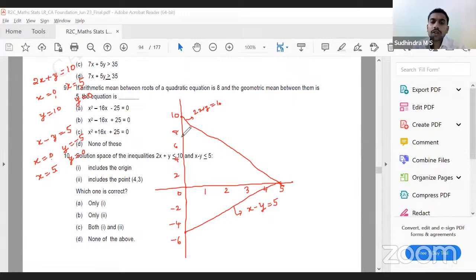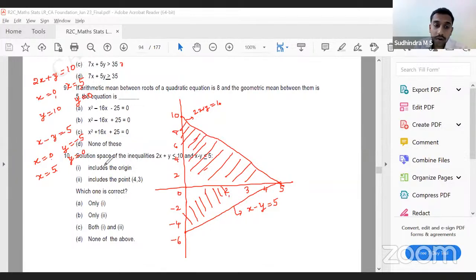Now tell me, for the first equation, where does the solution space lie? Towards the origin. For the second inequality, it is also towards the origin. See what the inequality is: x minus y, consider (0, 0). 0 is less than or equal to 5, so it satisfies the inequality. So no doubt, the solution space includes the origin, 100% true. In both cases, the solution space includes the origin.